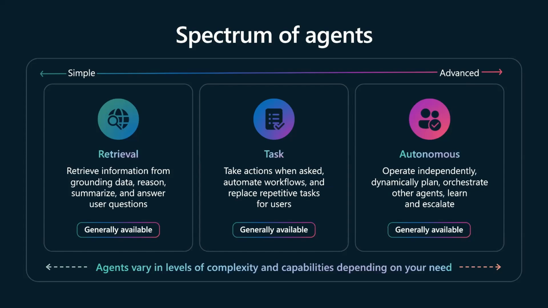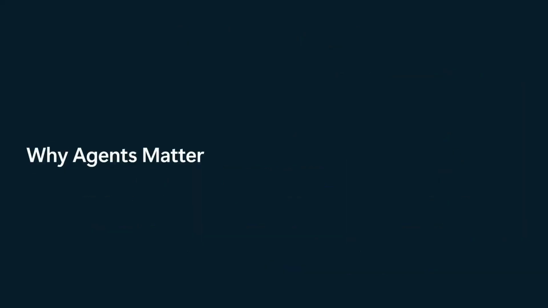So it depends on the complexity. Typically, what I see from organizations is they start with retrieval agents because that's low-hanging fruit, but it also helps the organization understand their data lifecycle, understand the security layer, basically rolling out in a staged manner. And once they see that they are ready, they move to task, and then at the end, autonomous.